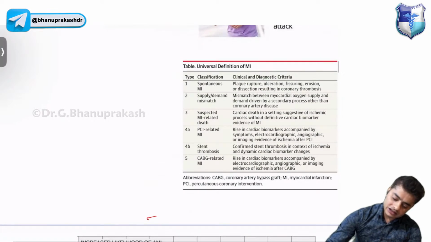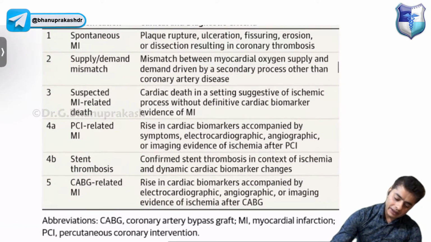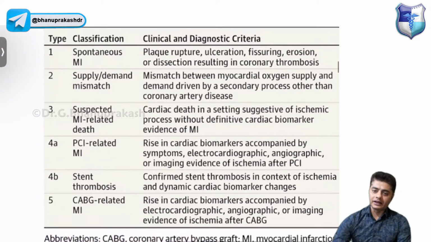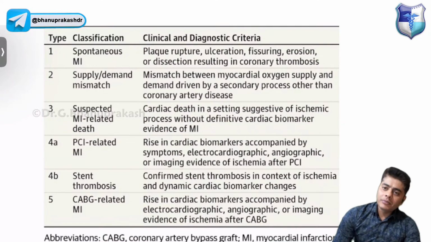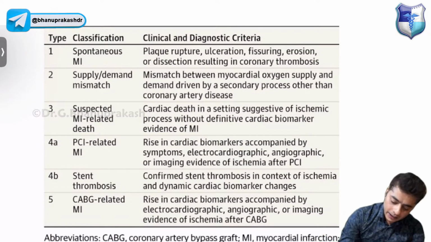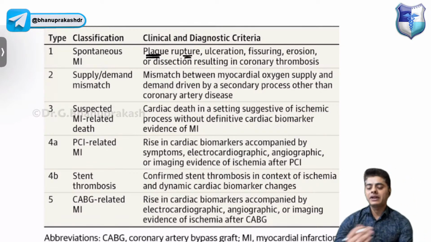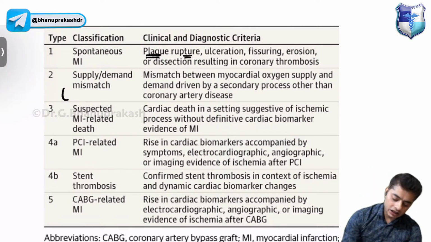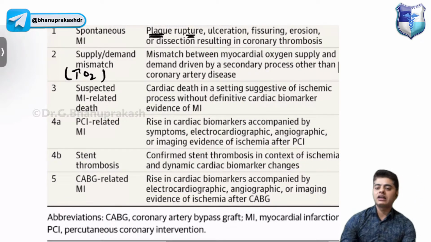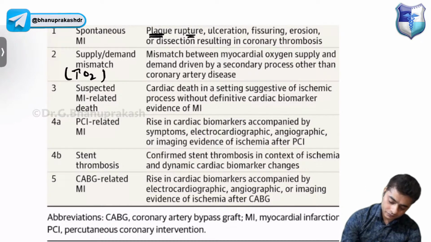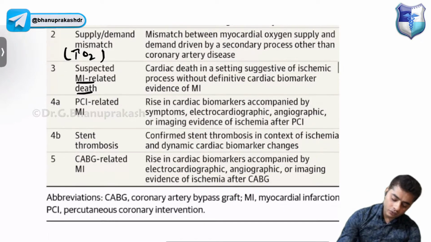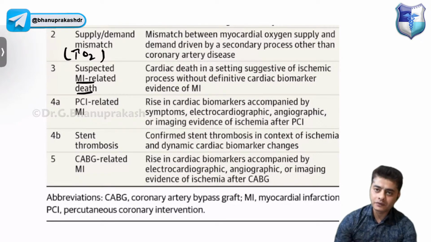Now we come to classification of MI. So MI can be classified into five headings. First is type 1 MI, which is generally due to a plaque rupture. Okay. Second is your supply demand mismatch. Generally, your oxygen mismatch is there. Okay. Third is sudden cardiac death. Okay. And fourth and fifth are procedure related MI.